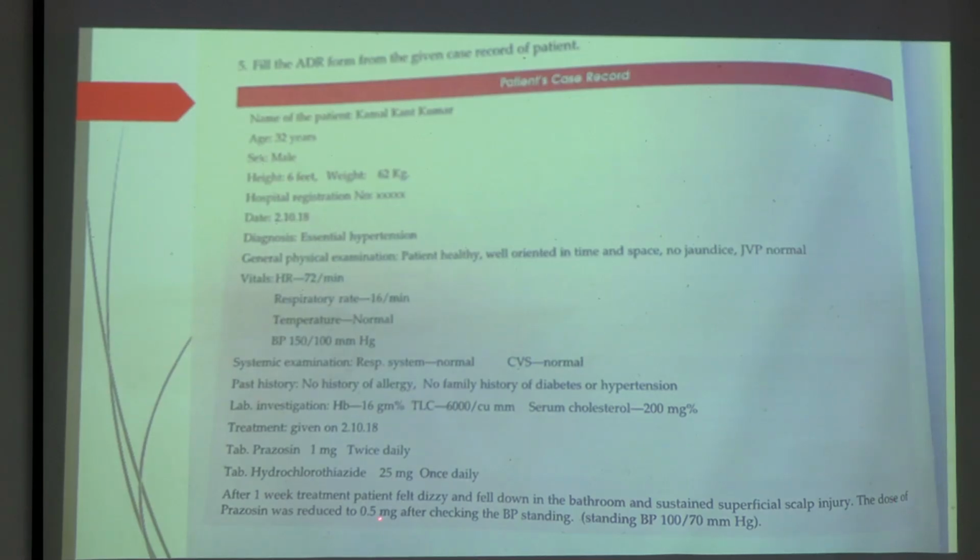So the dose of Prazosin has been reduced to 0.5 after checking the BP at standing. So the BP, when they checked, it was 100/70. So do you think 100/70 is hypertension? So what will be your diagnosis? What is the diagnosis? Hypotension, or you can write Prazosin induced hypotension or Prazosin induced dizziness. So this is the diagnosis. Okay. So after that, what happened? This is the diagnosis. Okay.